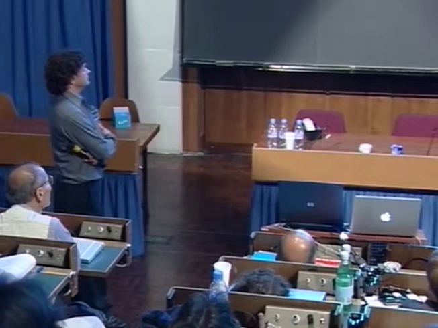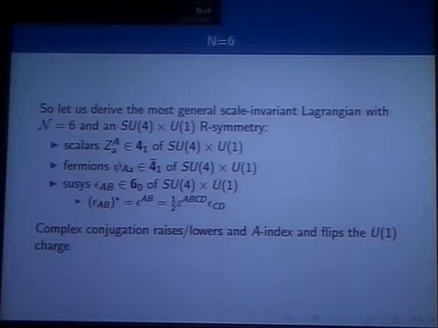So you have your scalars, which are now complex. And so they sit in a 4 of SU(4) with some U(1) charge. And you have the fermions, which are complex, and the opposite, well, you can raise and lower, but there's a downstairs A index, which means they're in the 4 bar of SU(4). And then you've got supersymmetries, which are in the 6 of SU(4), and they're sort of real with that reality condition. And of course, complex conjugation raises or lowers the A index and flips the U(1) charge.